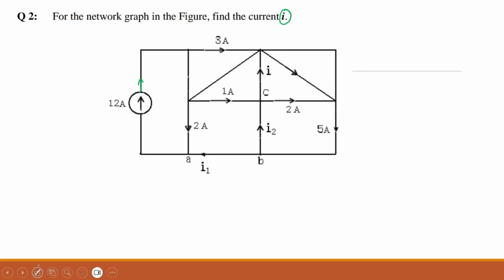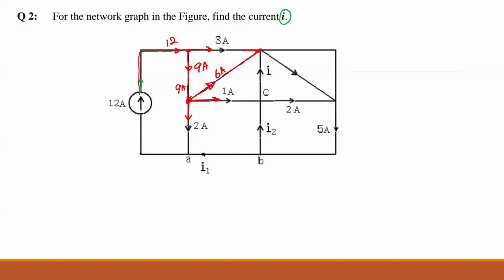Let's do it together. Okay, 12 is coming. 12 comes here. 3 goes this way. So in this way, how much should go this way? 9. Okay. Now 9 is coming here. 1 going this way, 2 going this way, 9 coming this way. So what should go this way, the diagonal way? 6. So that 6 and 3 comes here.